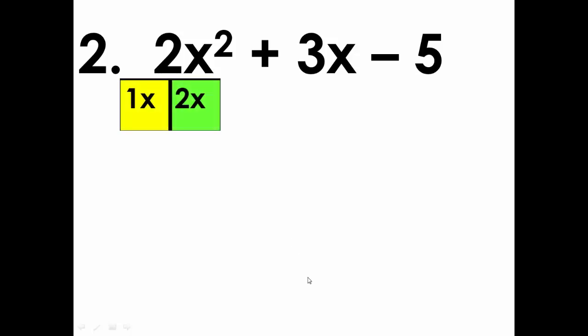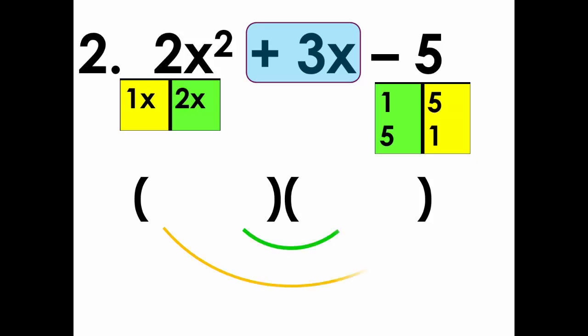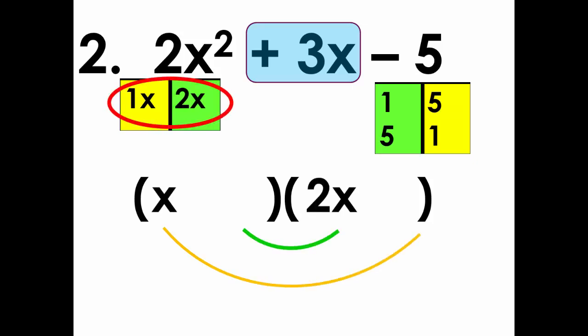List your factors of 2x squared and list your factors of 5. We're going to try to get to a positive 3 this time. I don't have any other options for my 1x and 2x, so we can go ahead and put that in the parentheses. So what does 2 need to multiply by? 2 times 1 or 2 times 5? 2 times 5 gets us to 10. 10 and 1 wouldn't work.